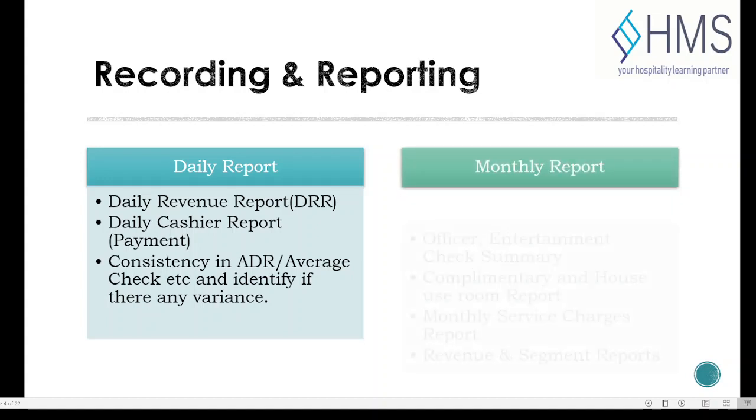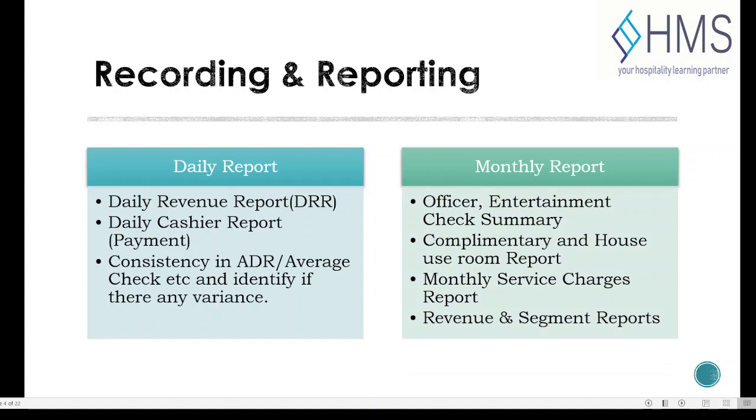And then there are monthly reports for officer check, entertainment summaries, complimentary house use reports, monthly service charge calculations, and revenue and segmentation reports for recording into the GL. So service charge is calculated by them, how much service charge is supposed to be distributed depending on the policy of the hotel, whether it's 15 to 15, 25 to 25, or a calendar month, right? So it depends on the hotel policy, and how much should be distributed to the staff, how much should be kept in the provision. So that's an important aspect that they have to check.